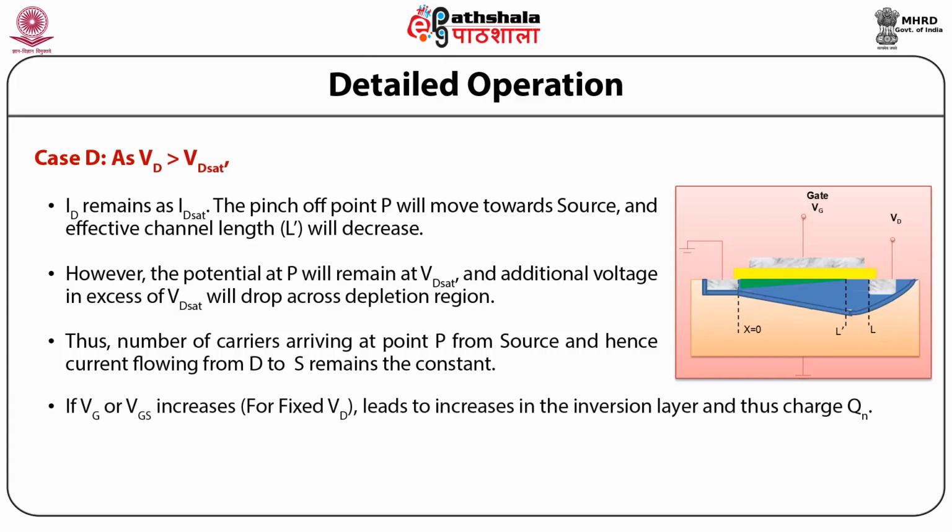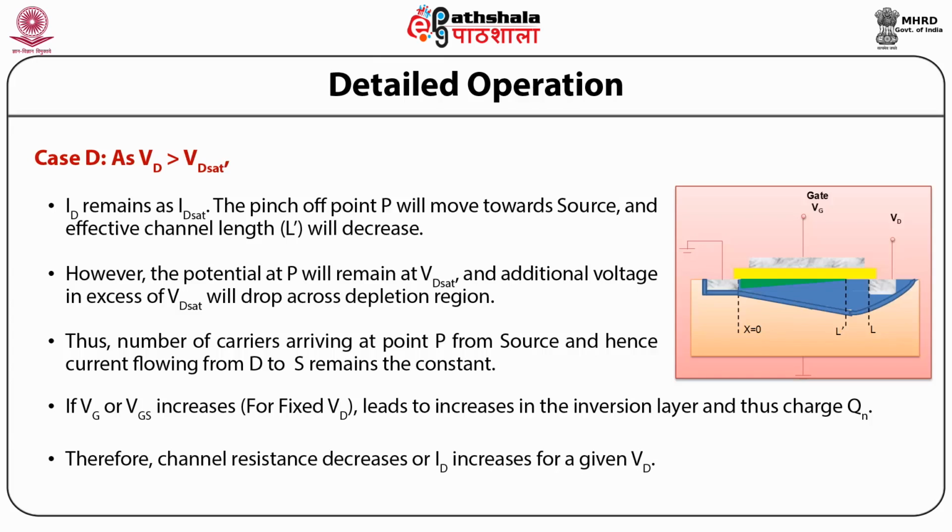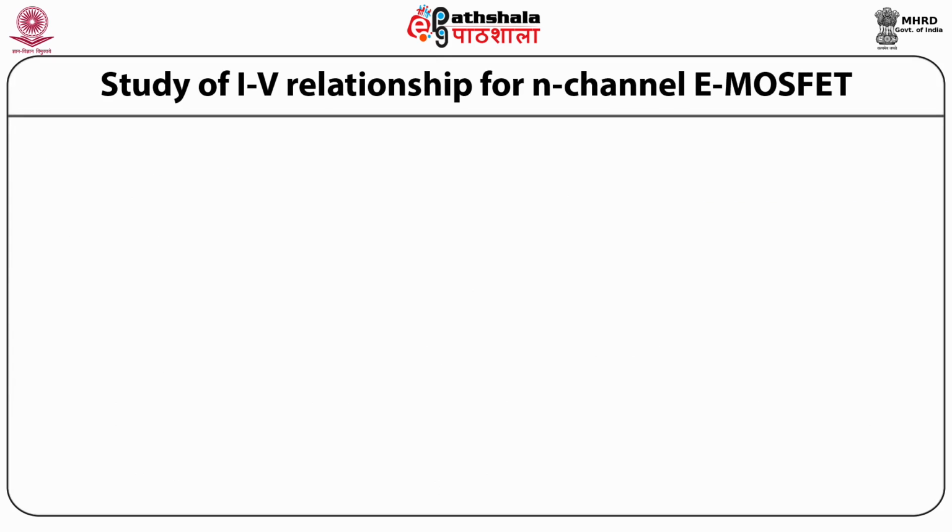So, if VG or VGS increases for fixed VD, it leads to an increase in the inversion layer and thus the charge Qn. Therefore, channel resistance decreases or ID increases for a given VD. So the pinch off will occur at a higher value of VD. So let us now discuss the study of the IV relationship for the N-channel enhancement MOSFET.